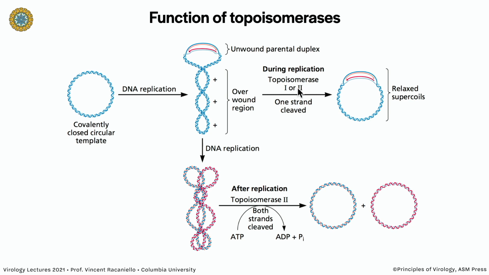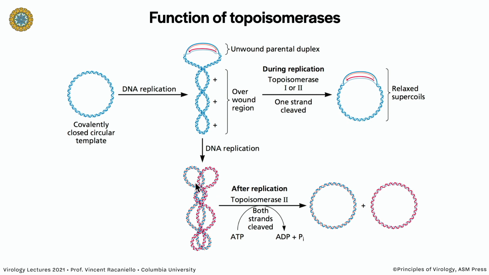Either one or two, there are two of them in the cell, cleaves one of the strands. And it's kind of like an elastic band that you've wound up. You cut it and boom, it all straightens up. And then you have what we call relaxed supercoils, and the DNA synthesis can continue. And of course, just one strand cut is enough to do that, and it's ligated back together. And so this happens multiple times because as you keep denaturing, you twist it up again.